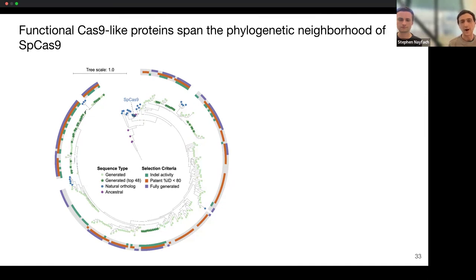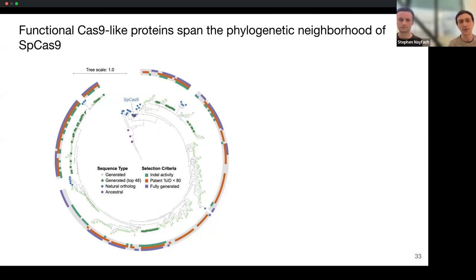And then extending outwards clockwise around this tree, you can see this massive number of new lineages that are only represented by these generated Cas9-like proteins. In certain places, you can see there are naturals, but overall, a lot of the new diversity in this tree is just represented by the generated proteins.